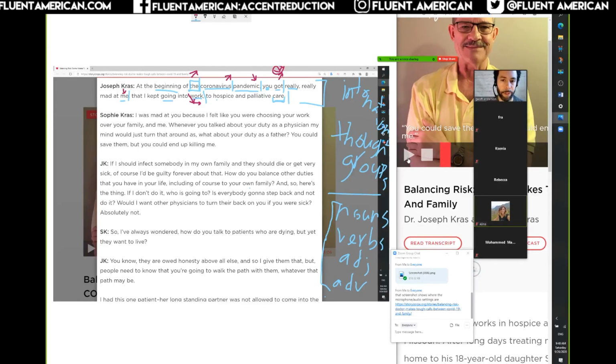And how about our last one for care? To hospice and palliative care. To hospice and palliative care. To hospice and palliative care.